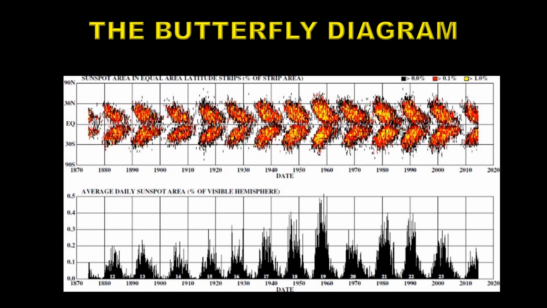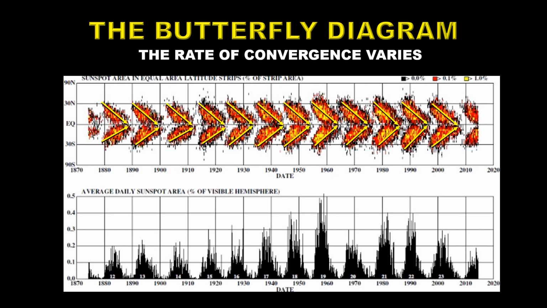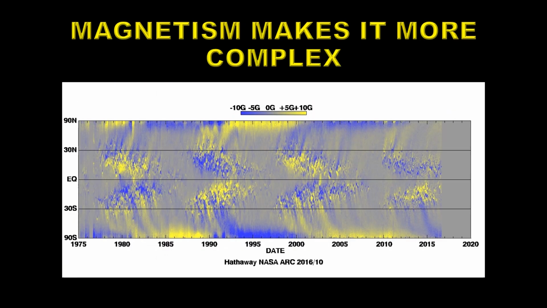I'm sure many of you are familiar with this diagram. It's called the butterfly diagram for obvious reasons. It shows the latitude at which sunspots emerge as a function of time for each of a large number of cycles. But the thing to note is that the latitude at which they first start to appear varies from cycle to cycle, as does the rate at which they converge towards the equator. So this basically says that every cycle is different, and you really must take a look at it from that point of view.